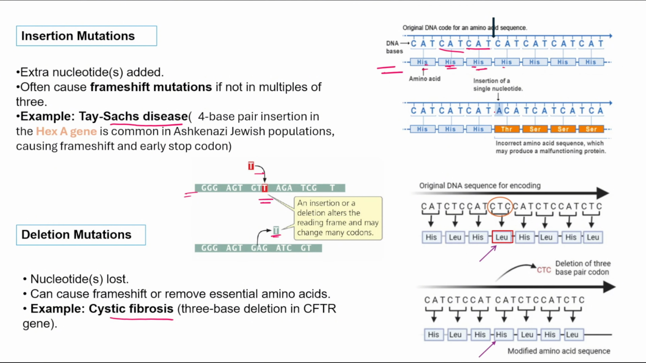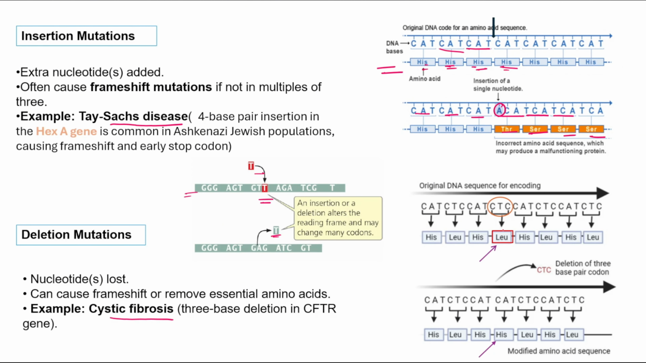So when the single nucleotide, that is A, is inserted into the DNA sequence, this shifts the reading frame, changing CAT to ACA, then TCA, then TCA. And this leads to a completely different set of amino acids. Instead of histidine, we now get threonine, serine, and serine.